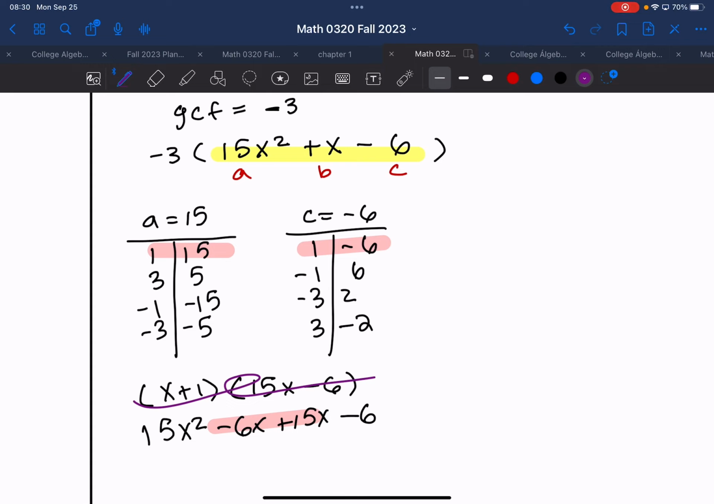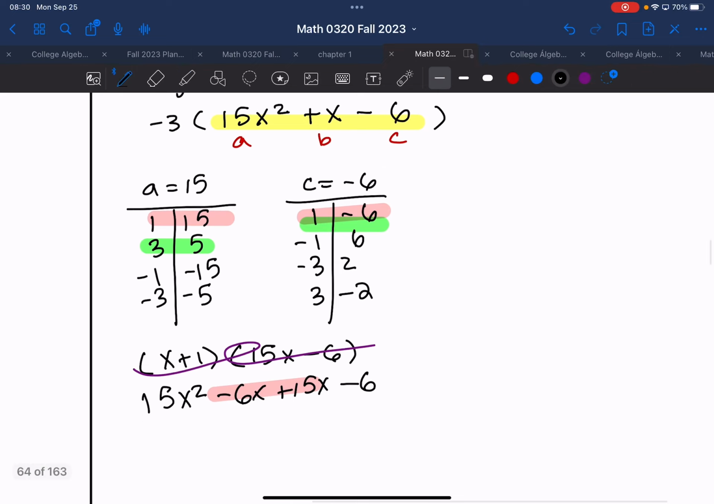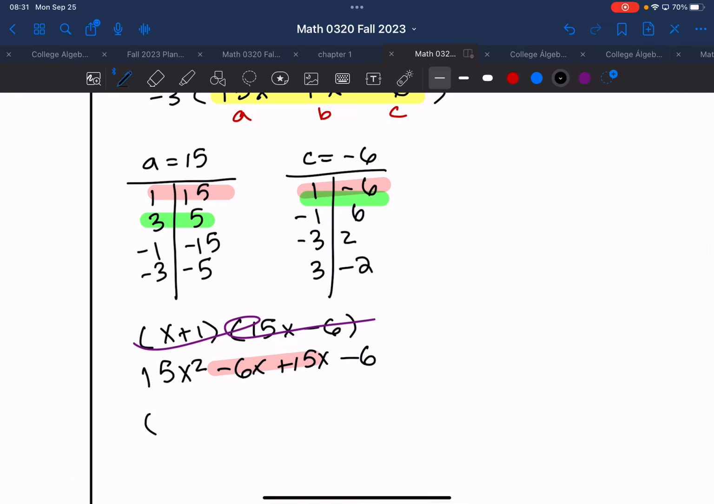Any guesses what we could try next? Do we want to choose a different A value or choose a different C value? Okay, A value. So what do you want to try? 3 and 5. Let's go down the list. So now 3 and 5, and we're still using that same C value. Okay, so we have now 3x plus 1 and 5x minus 6.